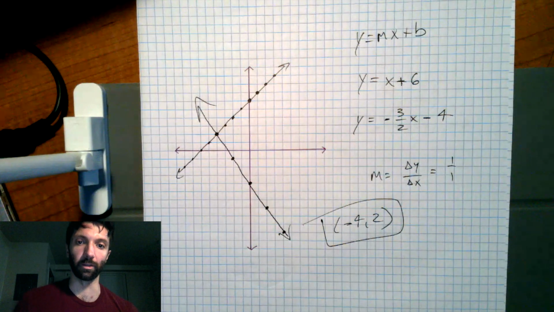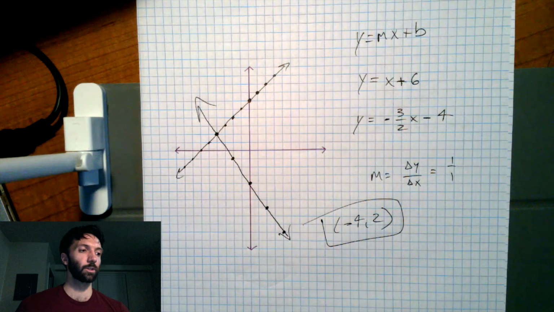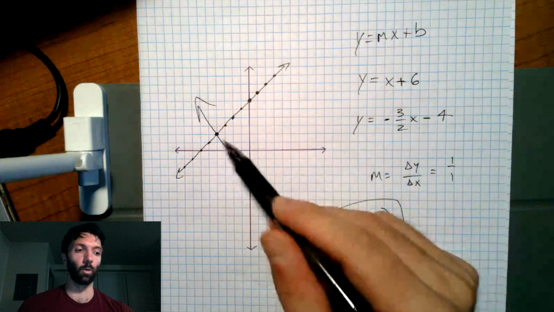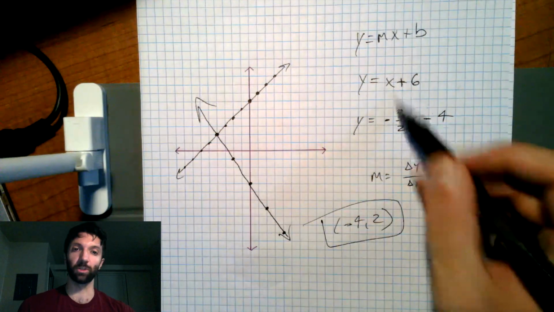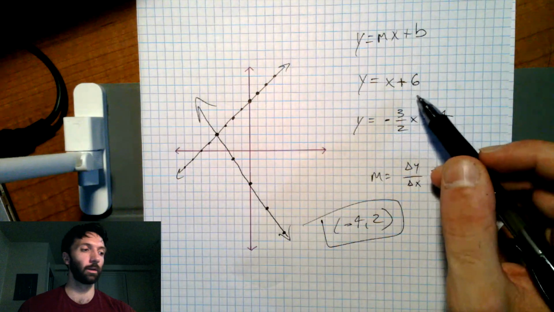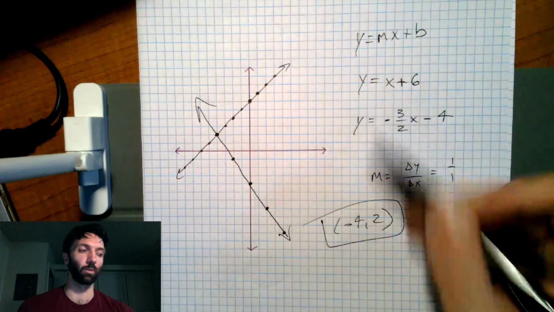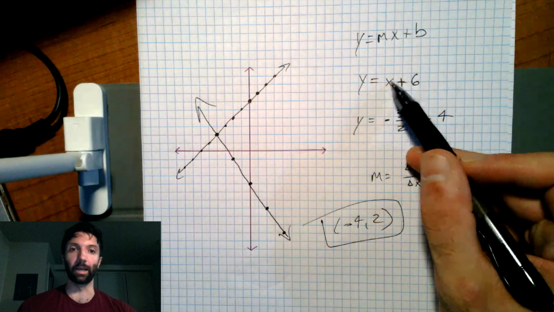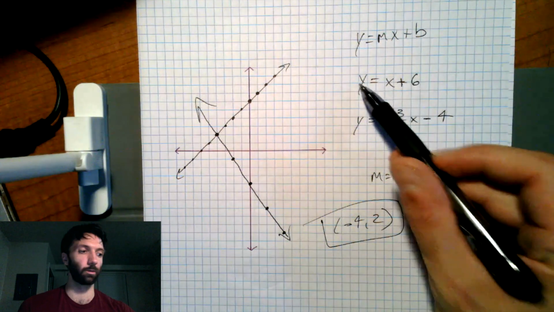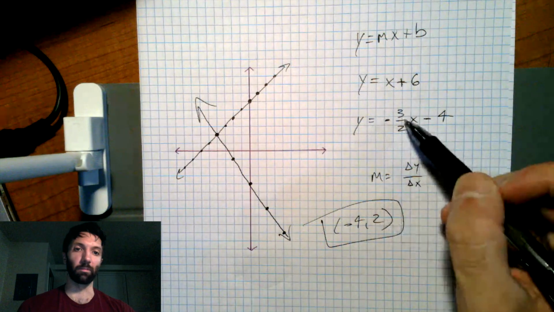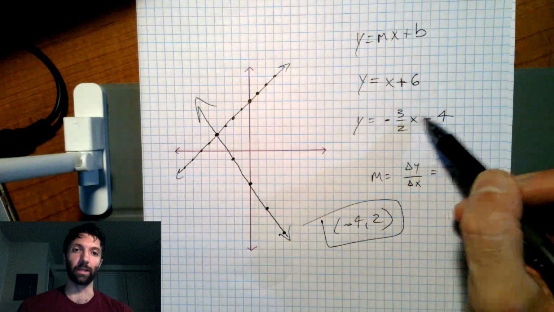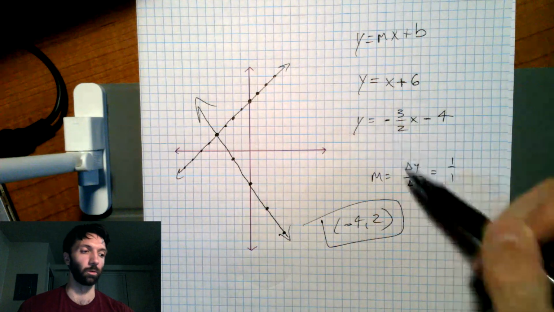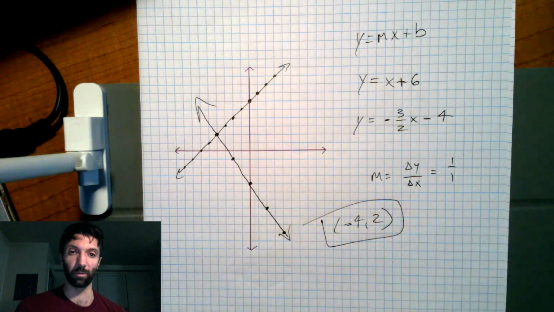(-4, 2) is the solution to the system. So what that means is that this is the only point, (-4, 2), that will satisfy both of these equations. So in other words, if I substitute -4 in for x up here, I get -4 plus 6, and that gives me 2. Okay? And the same thing will happen here. If I substitute -4 in for x here, and I do the math, the y value will boil down to 2. And this is the only point that will satisfy both of them.